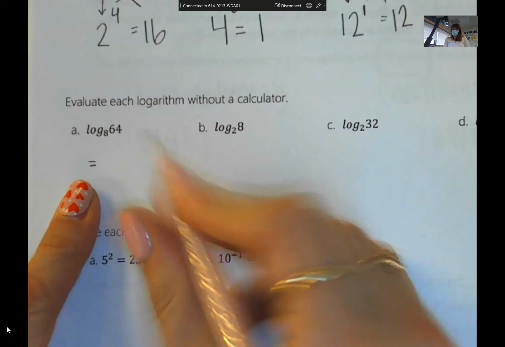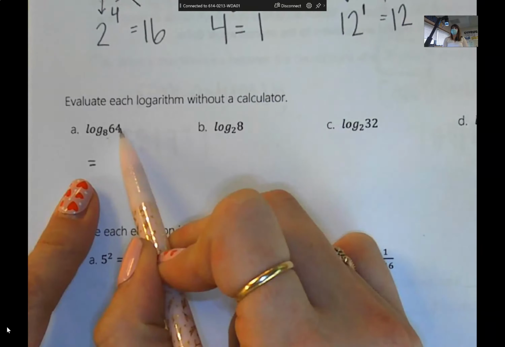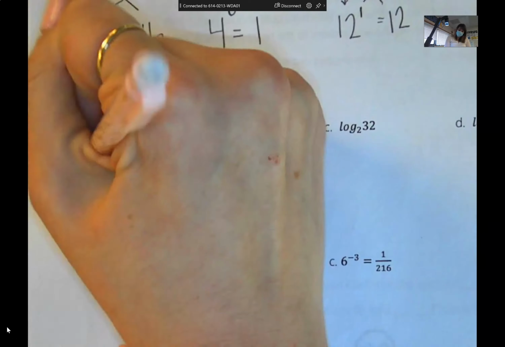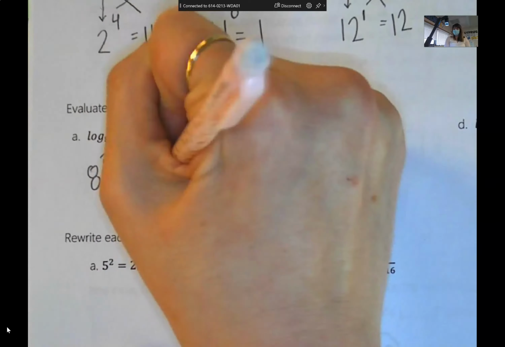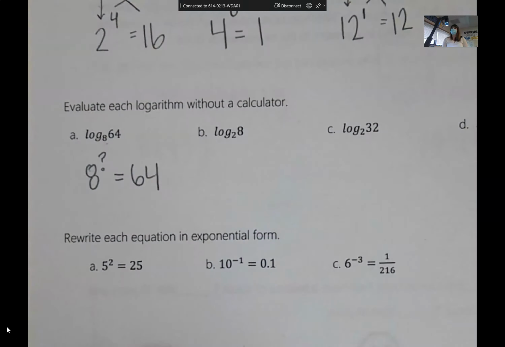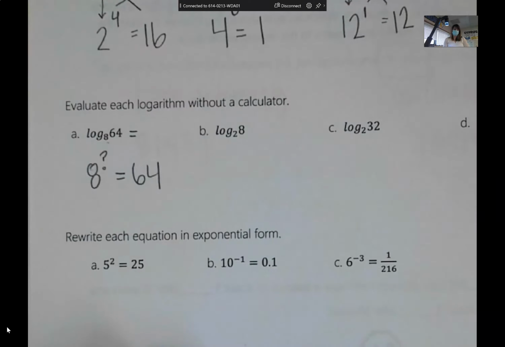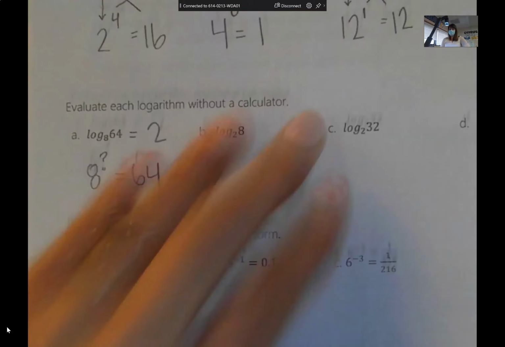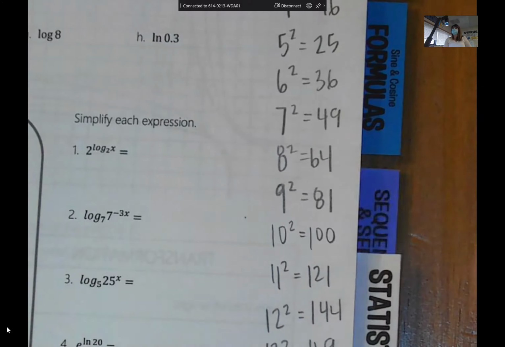So A is asking you, how many times do I multiply 8 together to get 64? So in math form, it's asking you this: 8 to the question mark equals 64. What is that question mark? 2. And that's where this guy may come in a little bit handy, because I could have come here and looked, oh, okay, 8 to the power of 2 is 64.